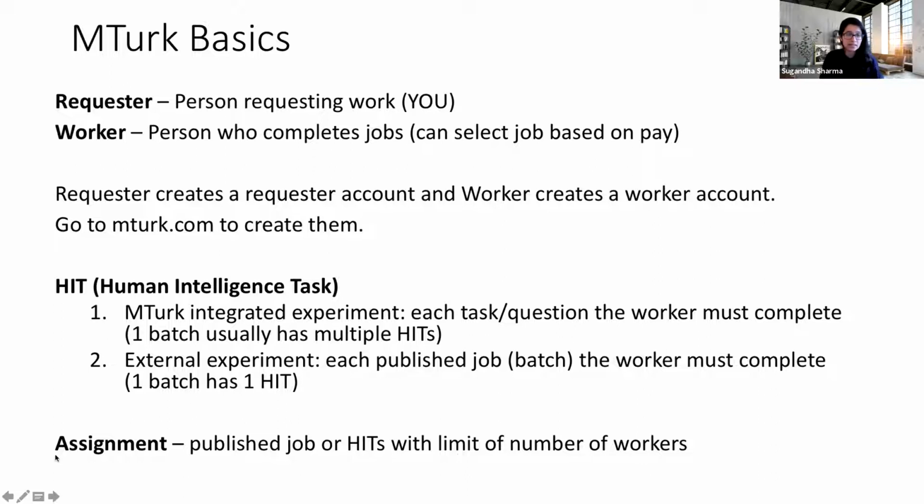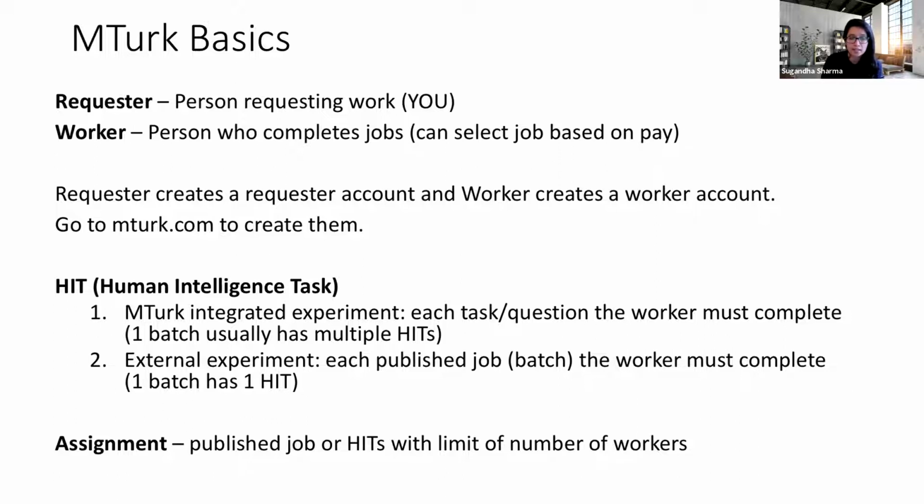The other important thing is assignment. So basically, by assignment, we mean how many subjects we want to perform our experiment. If you look at the published number of jobs or hits, then you can put a limit on how many workers should complete your hit.